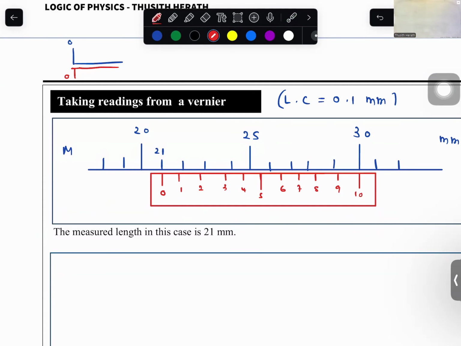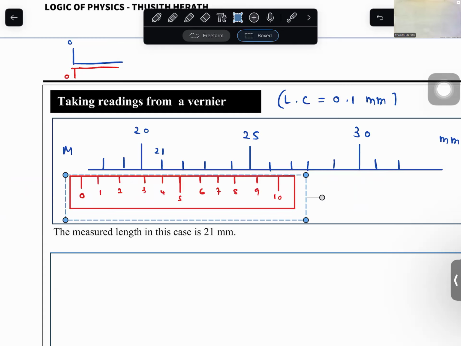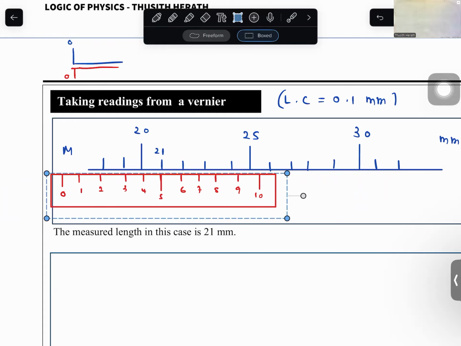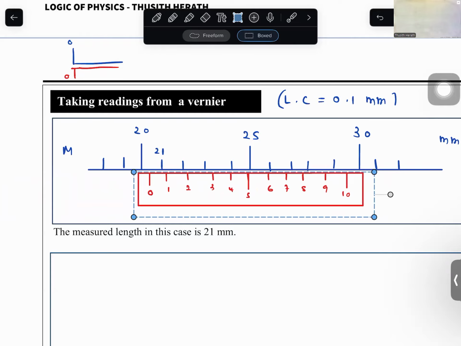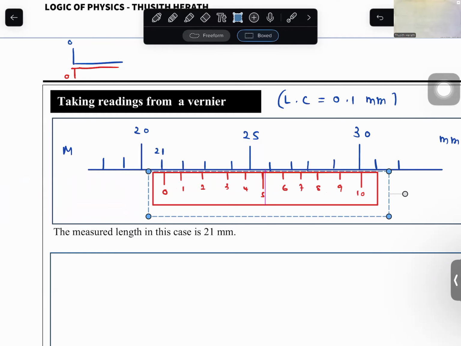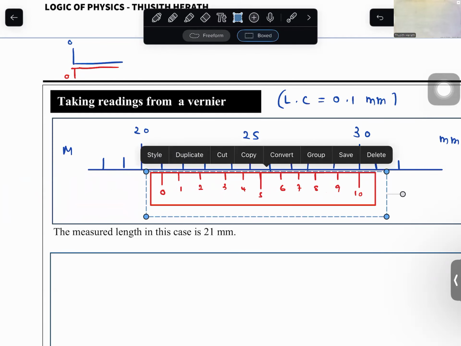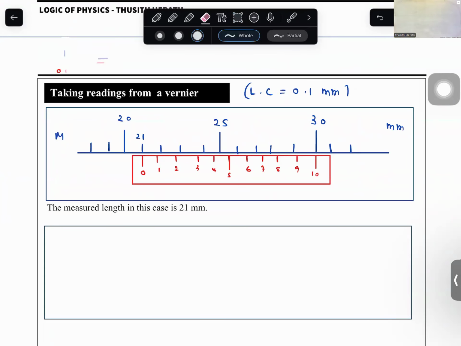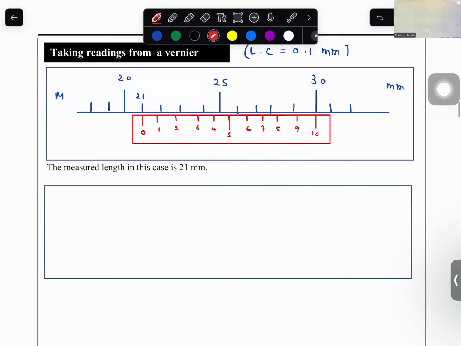Did you get my point? Here's the Vernier scale. It was initially at 0, like here. So I have slid it along the main scale. How much? It's 21 millimeters. So if it's 21 millimeters, the 0 line of the Vernier scale should coincide with the 21 millimeter line of the main scale. Here's the point. Did you get the point? So the reading here is 21 millimeters. Okay, I will go for the next part also.